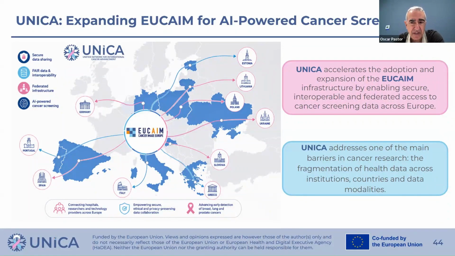And if we want to achieve such a dream, we need data interoperability, as Valia was explaining very well. I think this is the main goal of UNICA. What UNICA attempts to do is to address one of the main barriers, in particular in cancer research, and not only. We cannot talk about health in general; we focus on cancer and imaging. But what we want to achieve is to fight against the fragmentation of health data across institutions, countries, and data modalities.